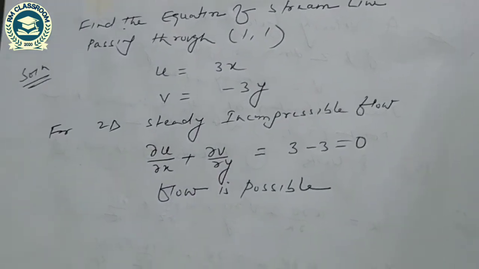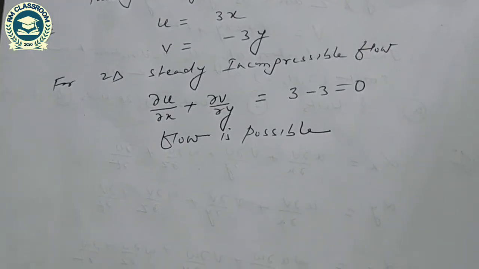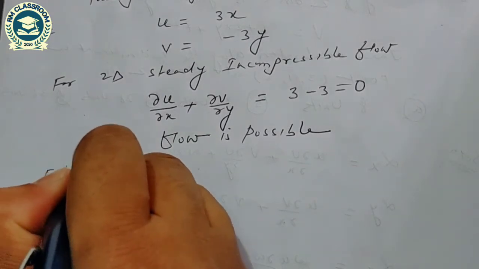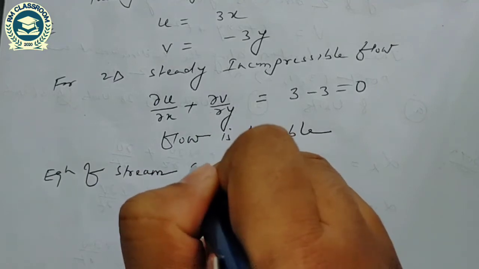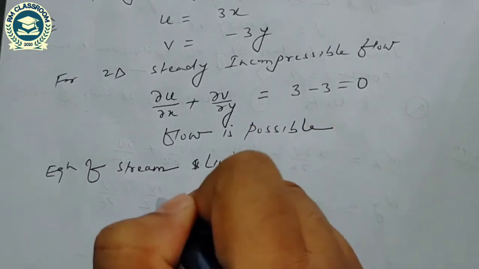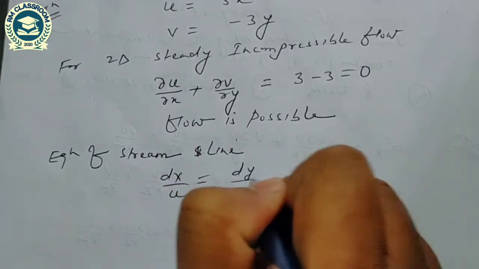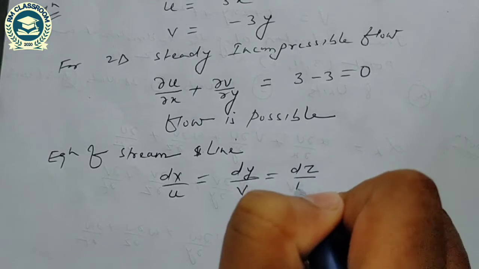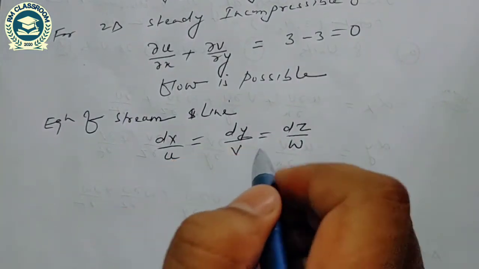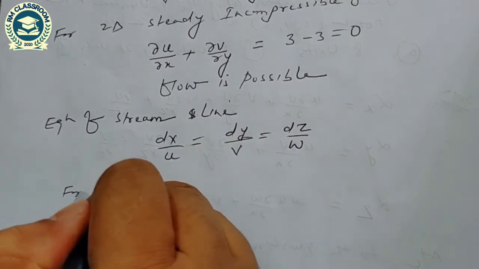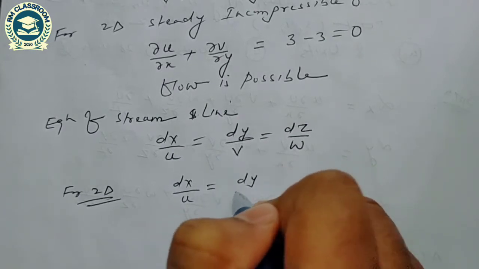Del u by del x plus del v by del y is equal to 0, means flow is possible. Once flow is possible, the equation of streamline can be computed. We have seen today the expression of streamline: dx by u is equal to dy by v is equal to dz by w. But here it is a two-dimensional flow, so the w component is 0. So for two-dimensional flow, the equation of streamline is dx by u is equal to dy by v.